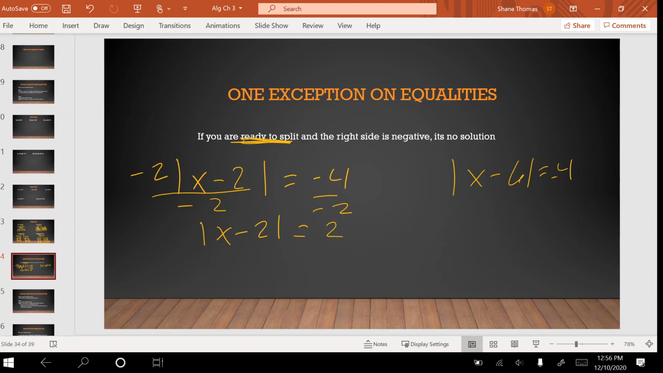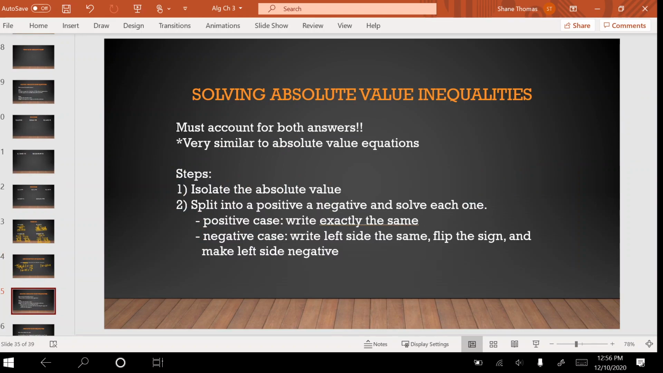All right. So let's get on to today. Today, I'm just going to tweak it just a little bit. What's the only thing different? Well, that word right there. Solving absolute value inequalities. Same as before, you must account for both answers. Still an absolute value, you still have two answers. Now, it's very similar to when it's an equation. Very, very similar. Your steps for it.